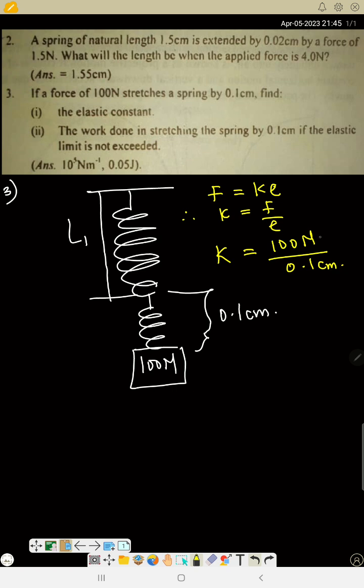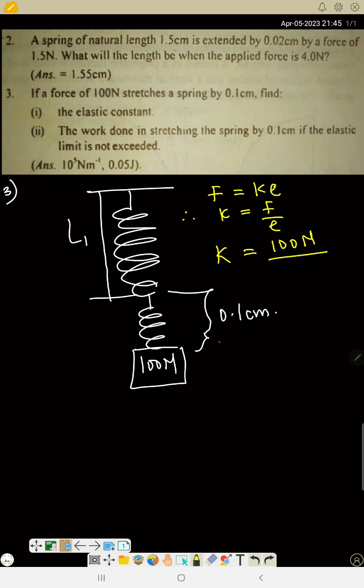So the units here, we have to convert units because this is Newton and this is centimeter. So change centimeter to meter. Let's change that first. Change centimeter to meter, you divide by 100. So that means you are dividing this 0.1 centimeter by 100. So convert: 0.1 divided by 100.